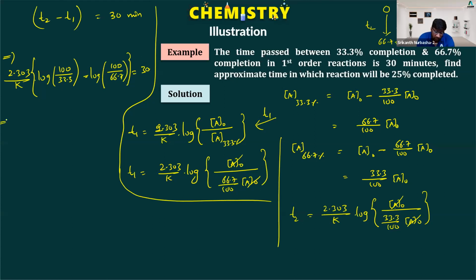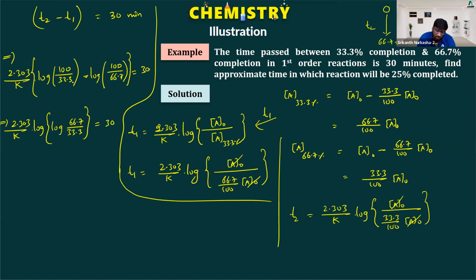So what you'll get? 2.303 by K into logarithm of, if you try to rearrange, you can write this as log 100 minus log 33.3 minus log 100 minus log 66.7. So I'll get plus log 66.7 minus log 33.3. So log 66.7 by 33.3 I can write.